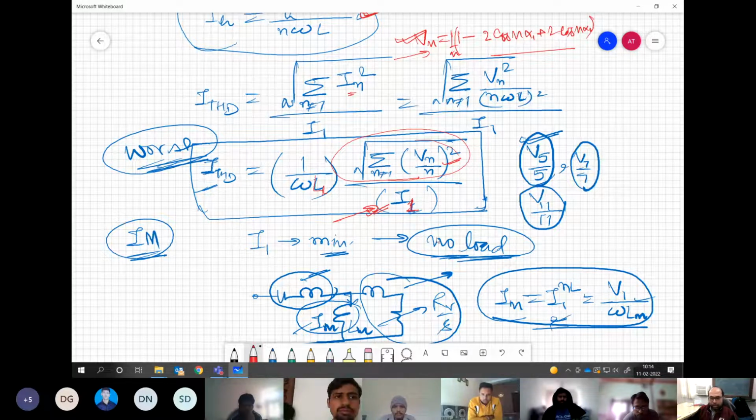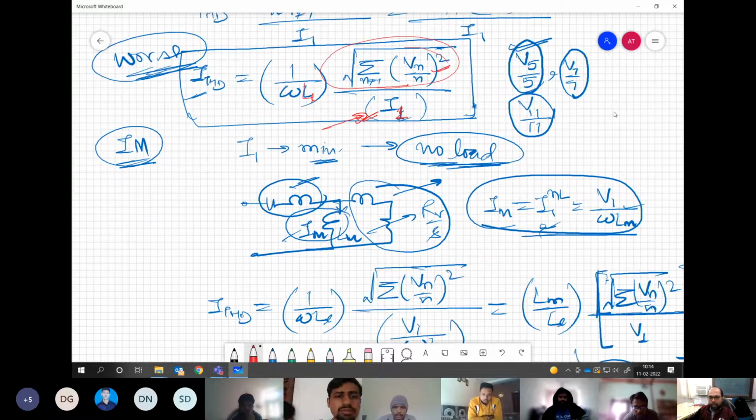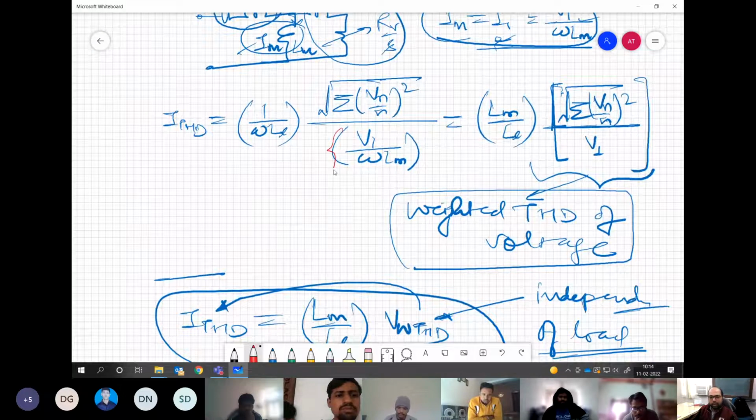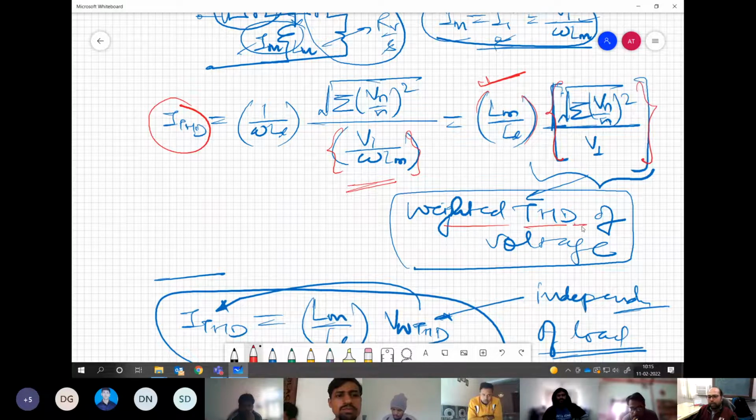And in case of induction motor, the worst case fundamental current is basically our magnetizing current. So magnetizing current can be written as approximately in this form. And then what we are finding is that our total harmonic distortion in line current is proportional to another quantity which can be called the weighted THD of voltage. Because every harmonic is weighted with respect to its harmonic order over here, that's why this is called weighted THD.